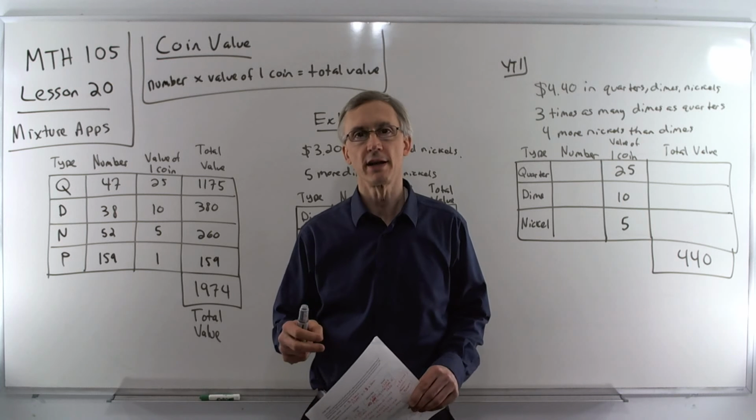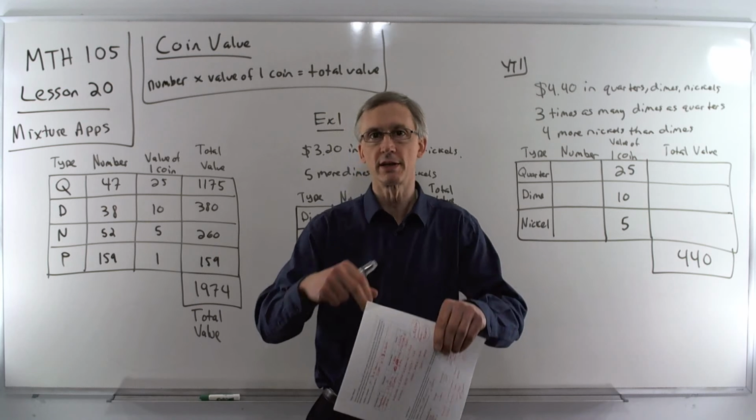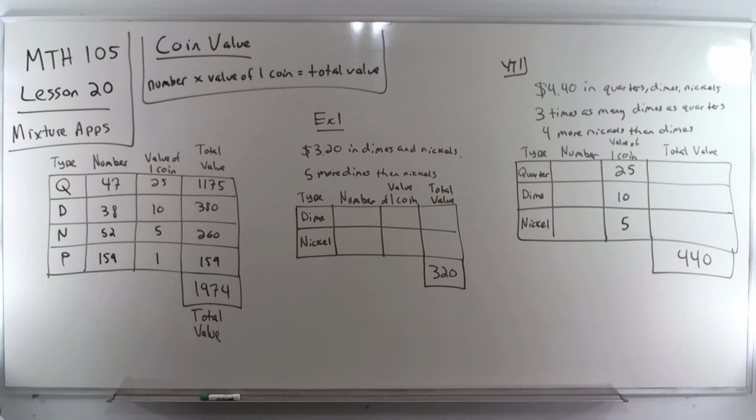So we're going to be studying some applications where we take different varieties of things and mix them together. And to see how this is going to work, we're going to look at the value of some coins. Let's say we have been saving money for a while and putting our coins into a piggy bank, and now we're going to see how much we have. So we open it up, see we have 47 quarters, 38 dimes, 52 nickels, and 159 pennies. We're going to find the total value.